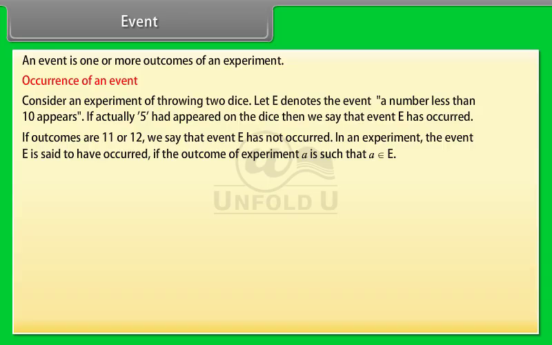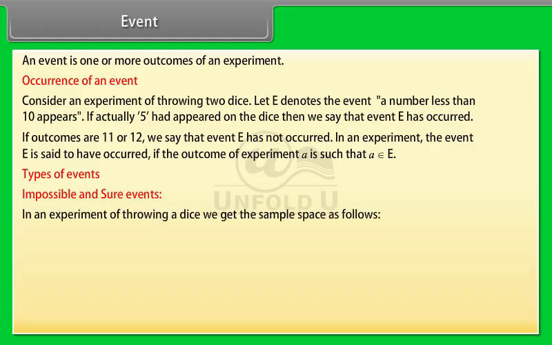In an experiment, the event E is said to have occurred if the outcome of experiment A is such that A belongs to E. Types of events. Impossible and sure events. To understand it, let's take an example. In an experiment of throwing a dice, we get the sample space S is equal to {1, 2, 3, 4, 5, 6}.